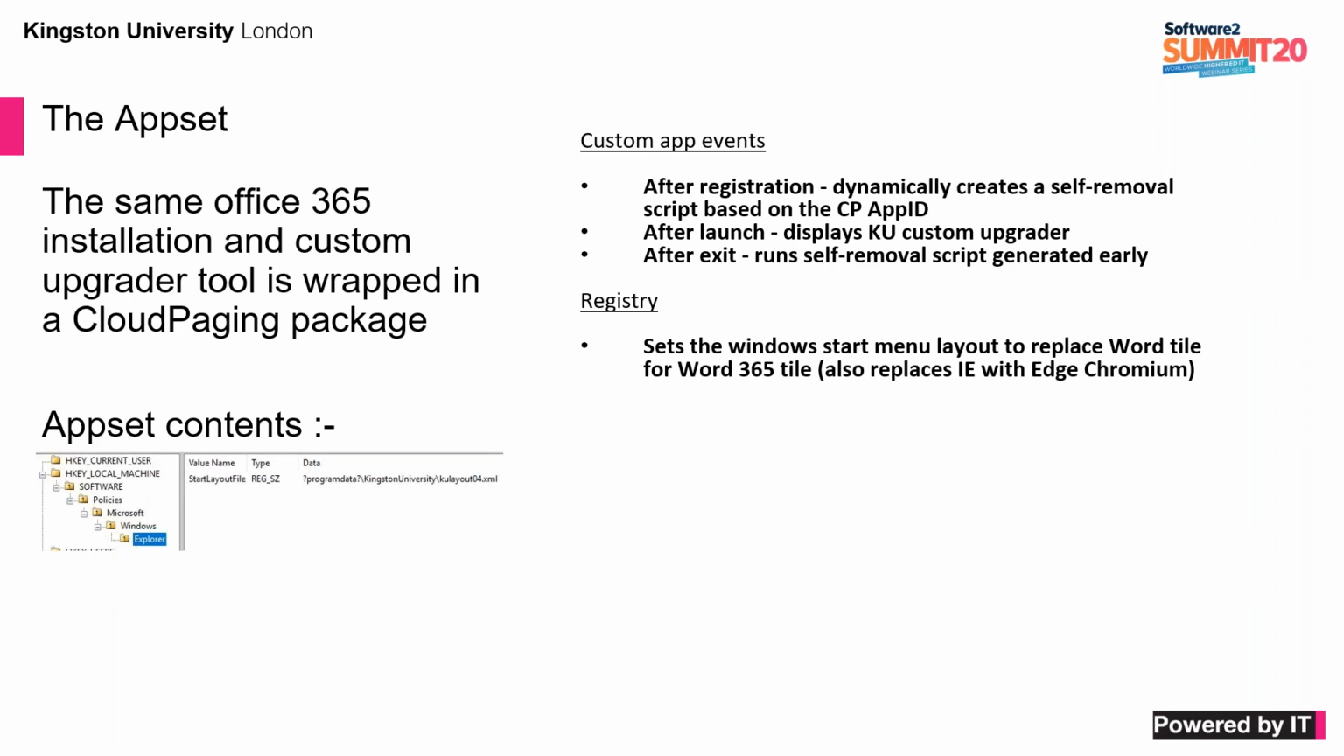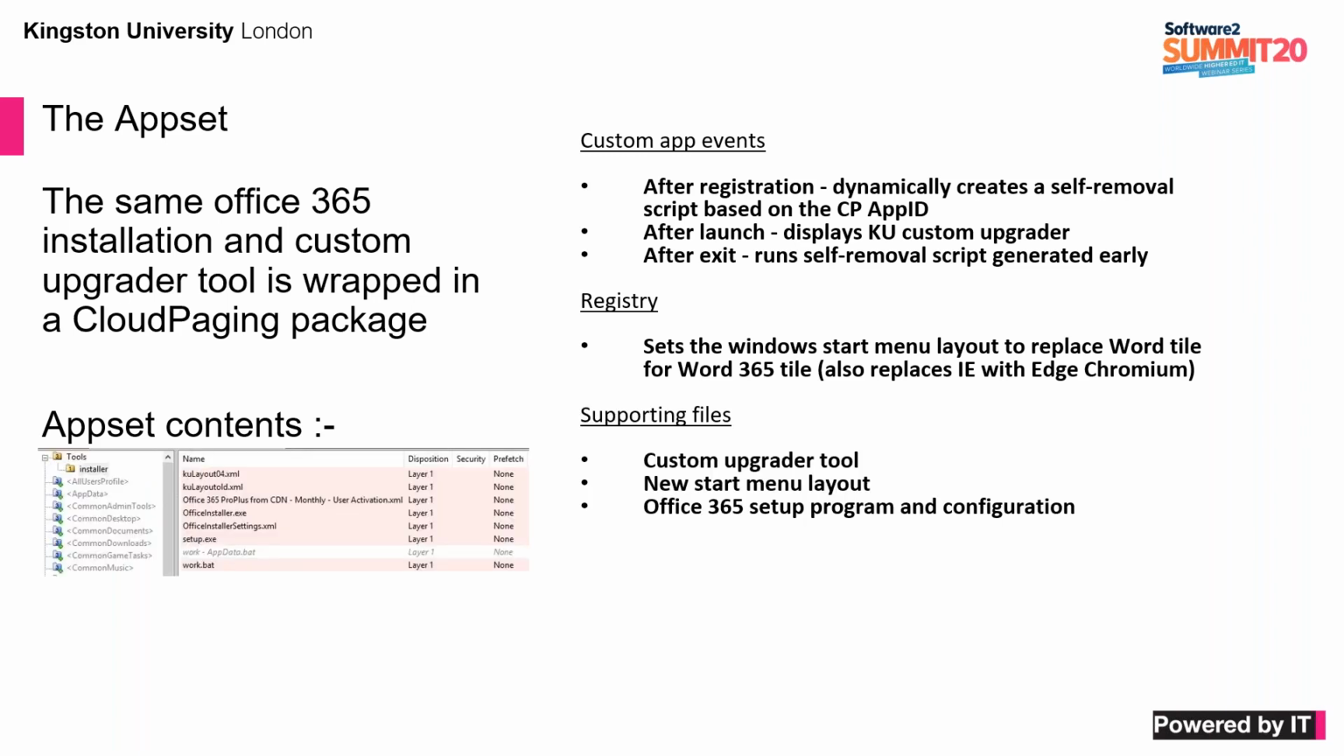We've then got just one registry value, which is our start menu layout. So this is what gives us our Word 365 on our pin tiles. We also put Edge Chromium as our default browser for the next year as well. So we've also made that move this year as well.